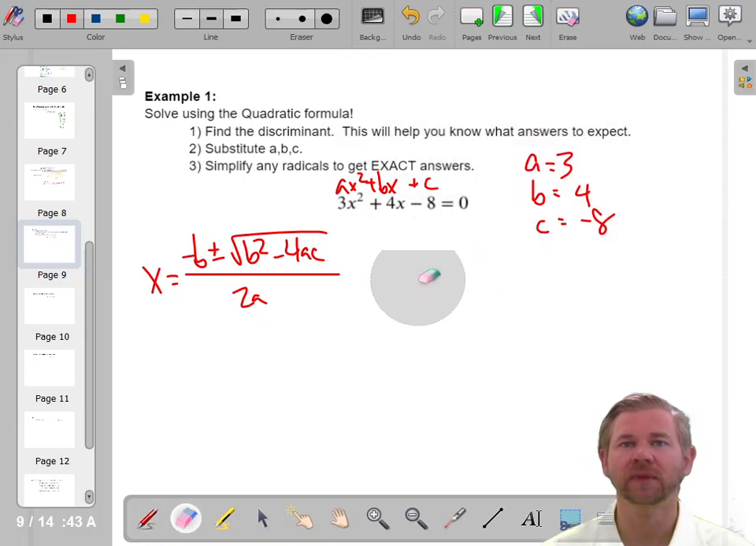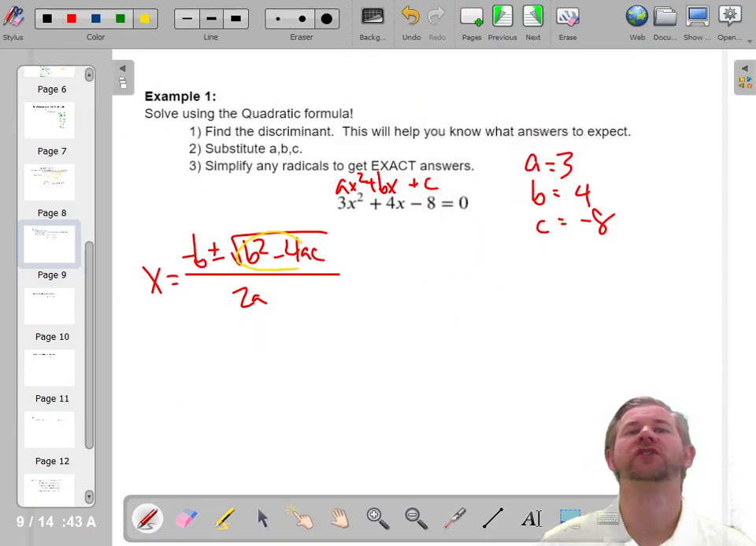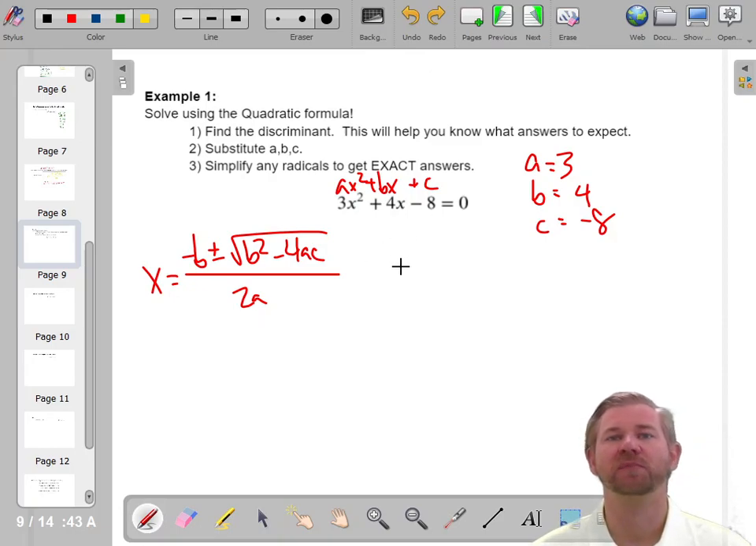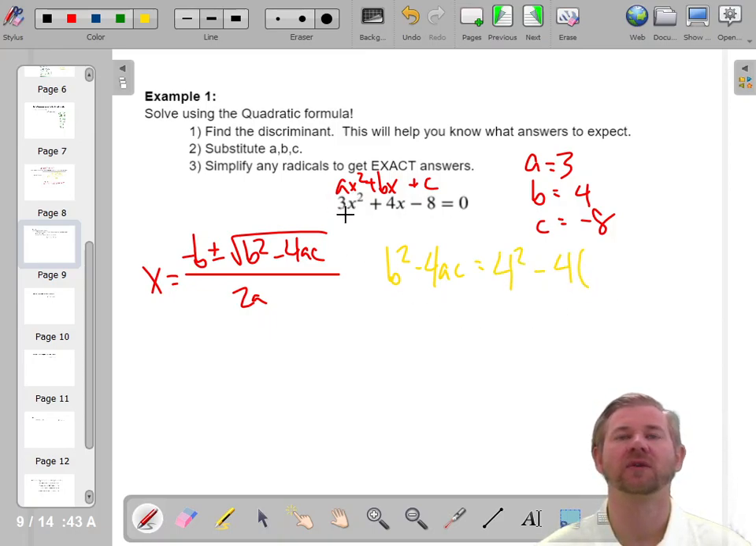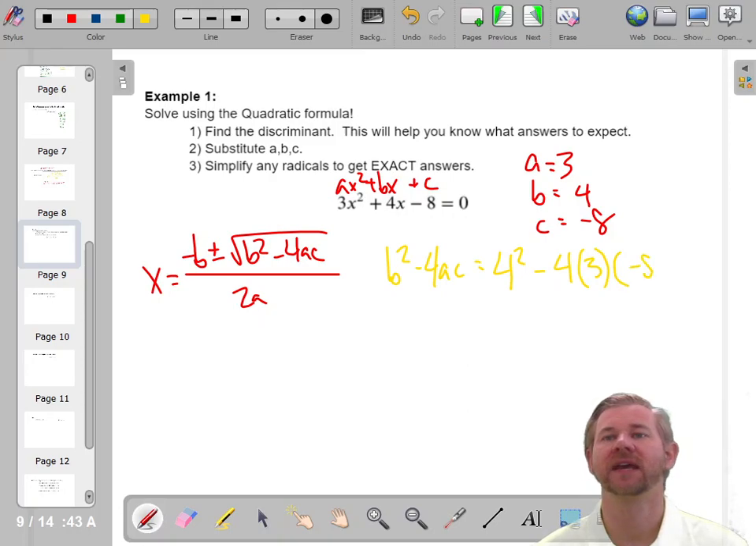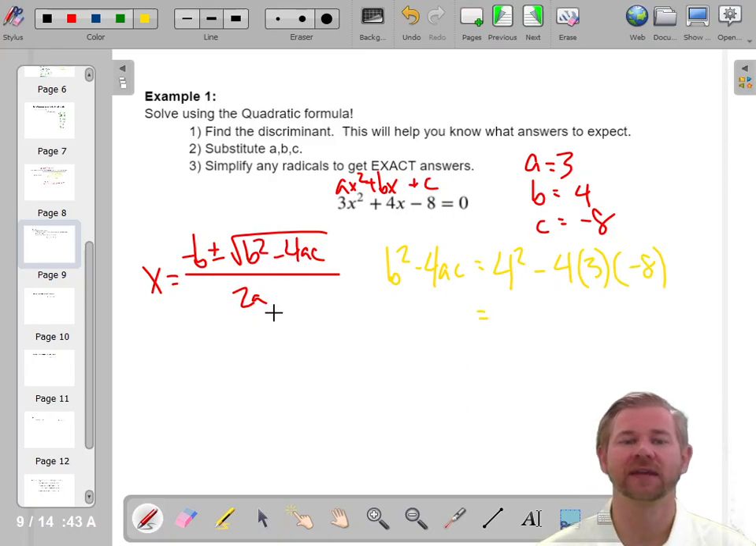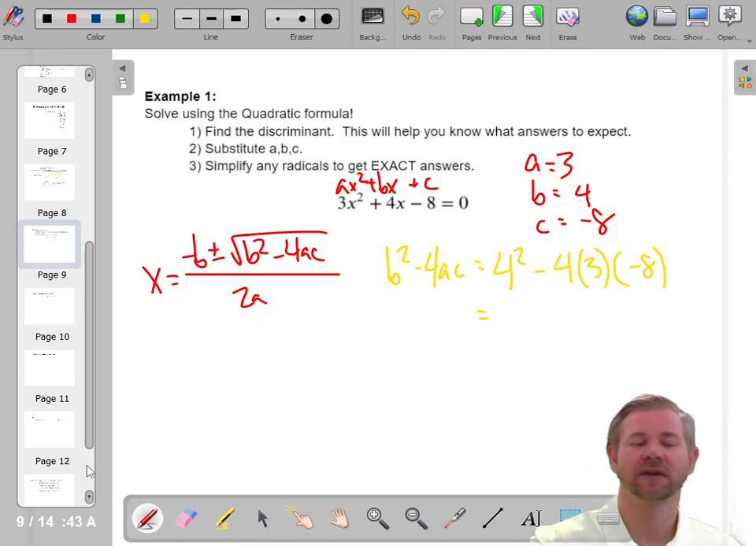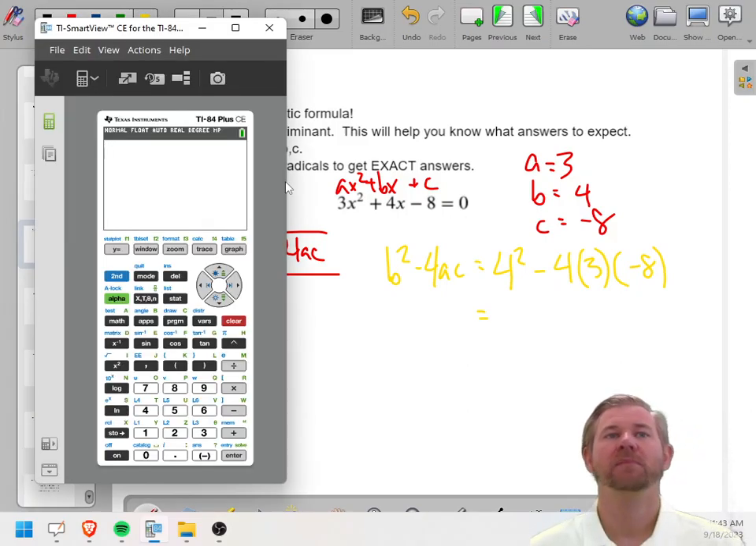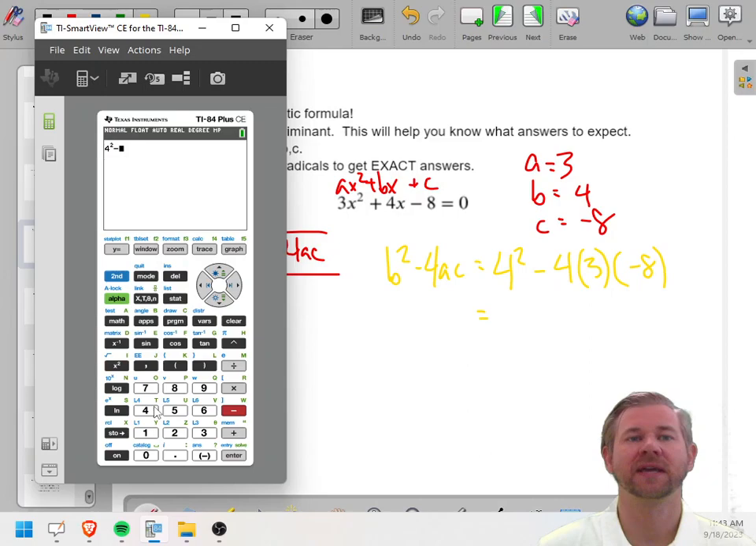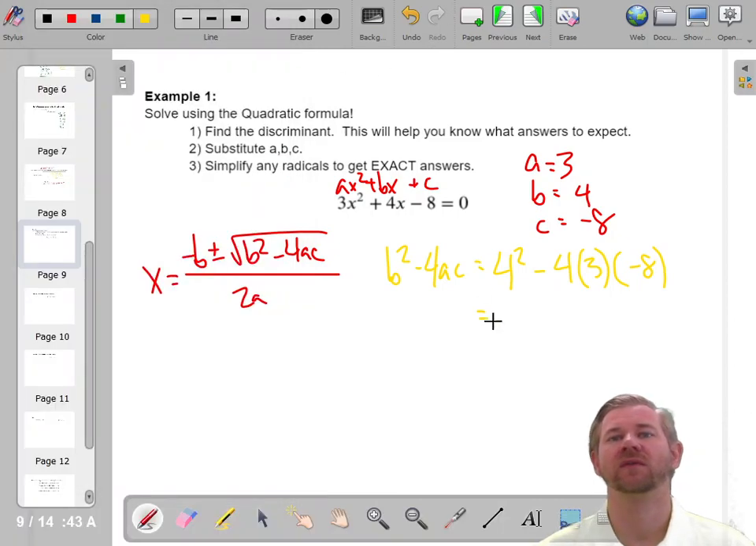Let's actually do our substitution for the discriminant first. I always find this first. So b squared minus 4ac. B squared is 4 squared minus 4 times 3 is a, and c is negative 8. And you type this straight in your calculator, so I'm going to use my calculator now. 4 squared minus 4 times, I'm just using parentheses to substitute, negative 8. B squared minus 4ac is 112. So the discriminant is 112.